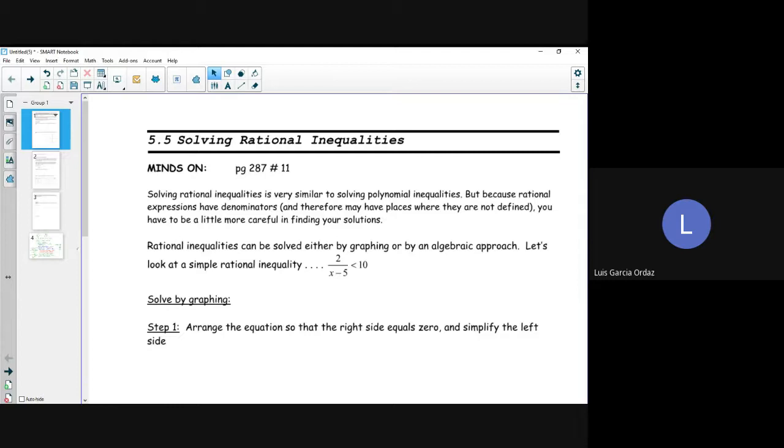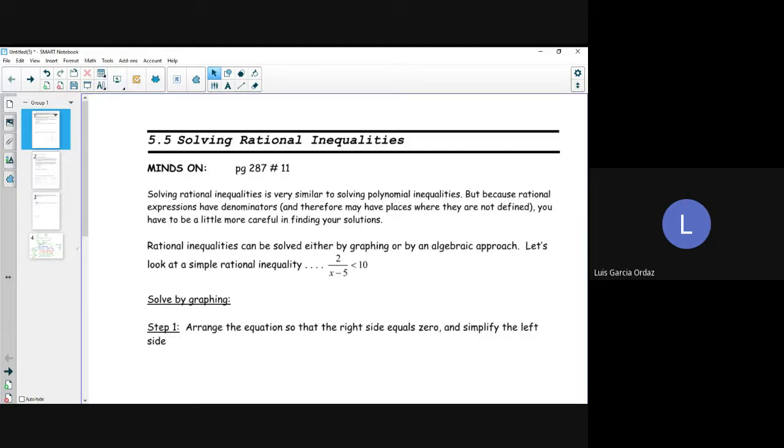So we're going to be solving rational inequalities. Solving rational inequalities is very similar to solving polynomial inequalities, but because rational expressions have denominators and therefore may have places where they are not defined, you have to be a little bit more careful in finding your solutions. Rational inequalities can be solved either by graphing or by an algebraic approach.